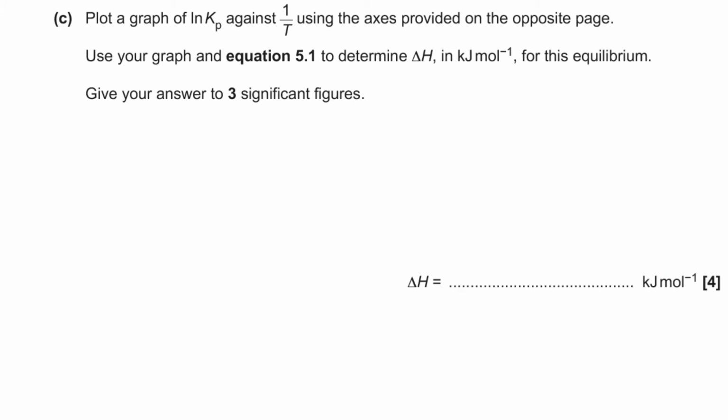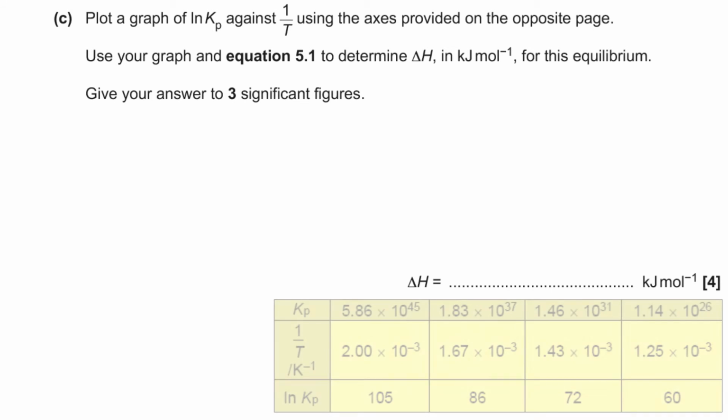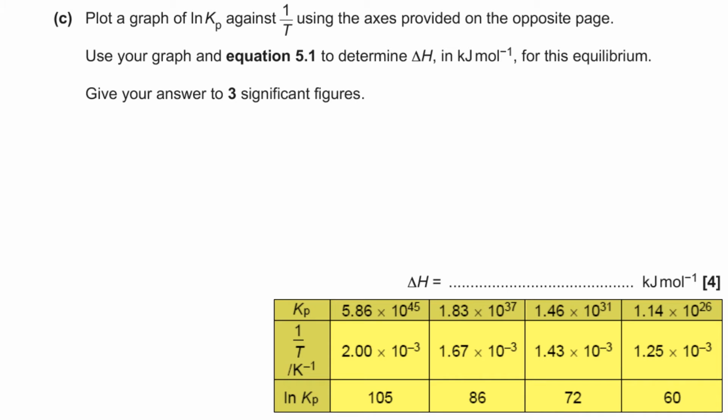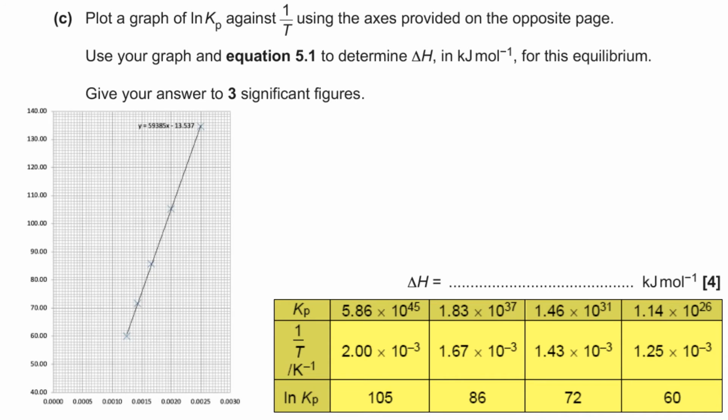So then it wants you to plot a graph of natural log of Kp against 1 over T using the axes provided on the next page. I'll show you that in a second. So this is our completed table from before, and this is the graph that I took from the mark scheme. It's easier just to use that as an example. You get a straight line at a fairly steep positive gradient like that. Now on the actual graph paper provided on the exam itself, they labelled the axes as such, with 1 over T as x and natural log of Kp as y.